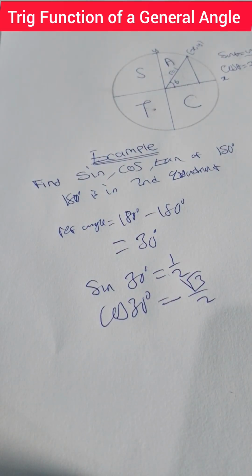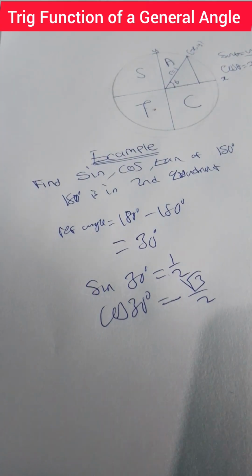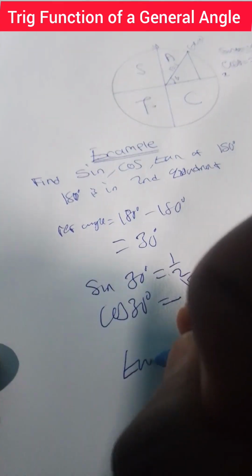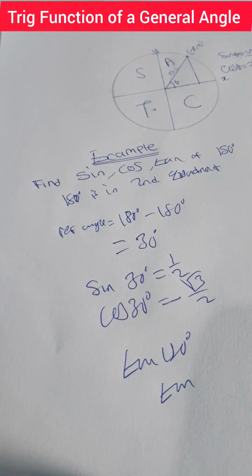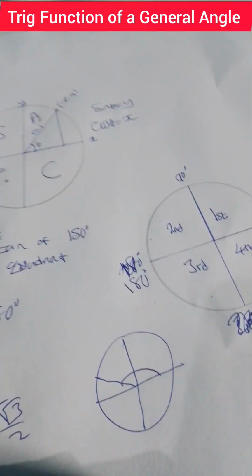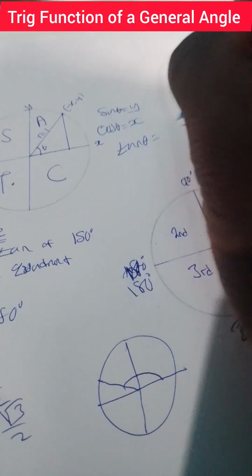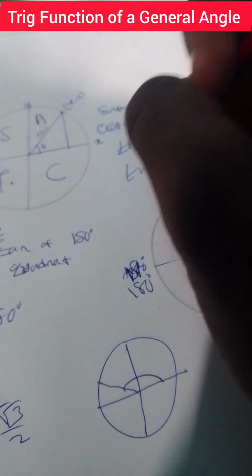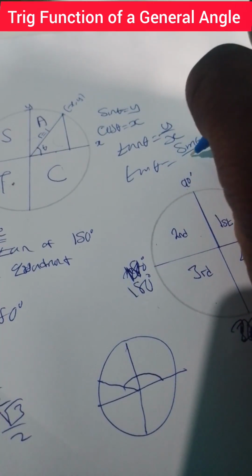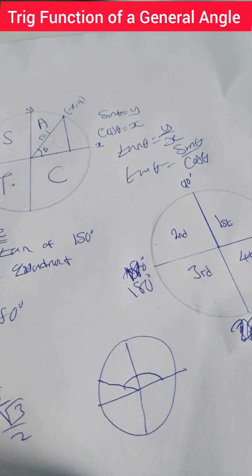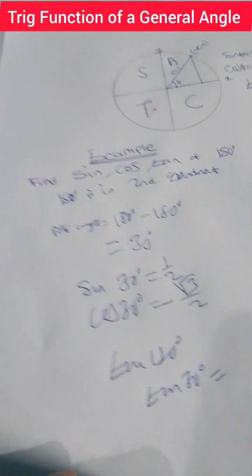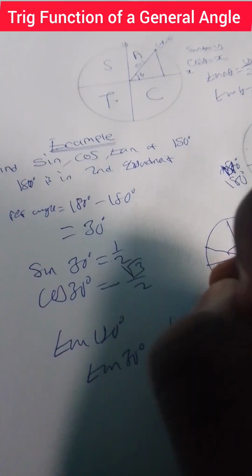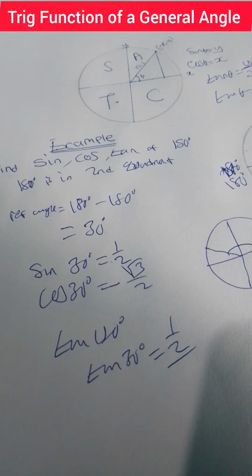What about tan 150? We know the formula of tan. Oh, sorry, I didn't write it here. The formula of tan theta is equal to y over x, which means tan theta is equal to sine theta over cos theta. So even here, that's what we are going to do. Tan 30 degrees is equal to sine 30, which is 1 over 2, over cos 30, which is negative root 3 over 2.